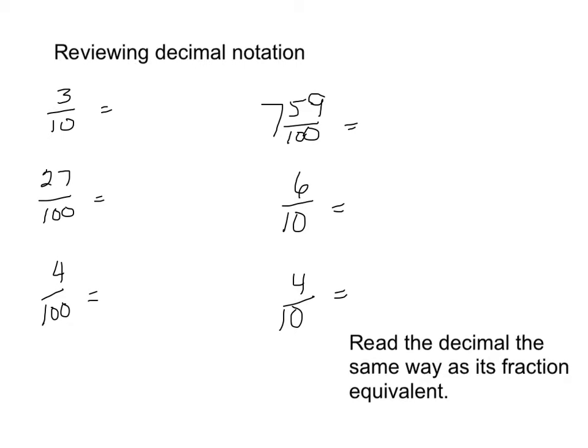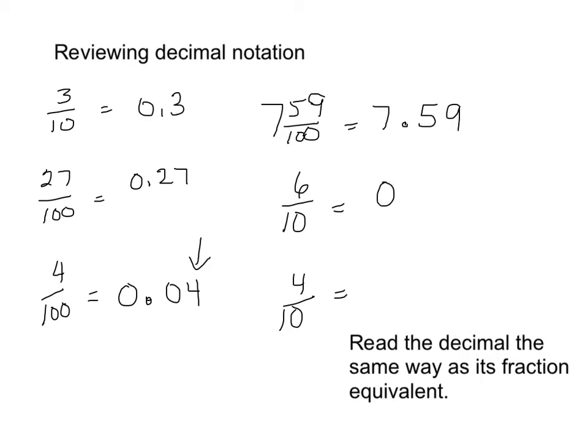3/10 as a decimal is 0.3, 3/10. 27 hundredths is 0.27, 27 hundredths. 4 hundredths is 0.04 because we need the 4 in the hundredths place. 7 and 59 hundredths. 6 tenths. 4 tenths. Notice that we do put a 0 in front of the decimal point just to show that there are 0 whole numbers here.